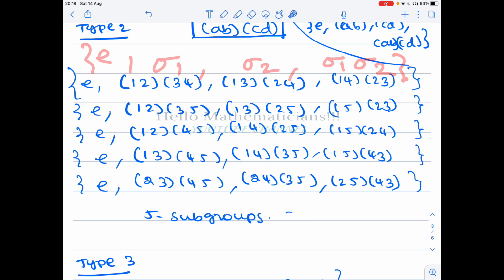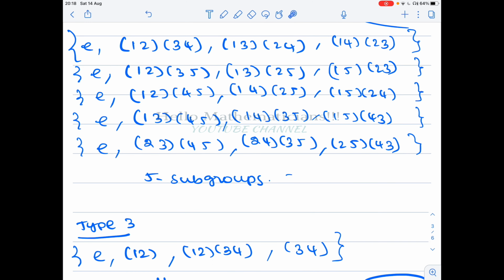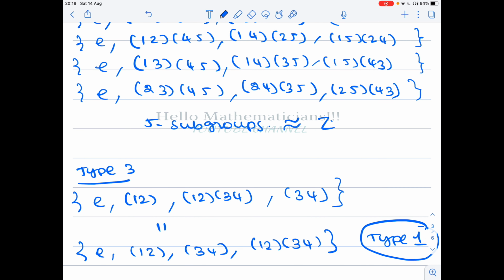Now here I excluded 5. For this sigma 1, I get this sigma 2; there is only one choice. And here I exclude 4. I am not using 4 in forming the cycle. So for this sigma 1, I have this sigma 2. If it is 1, 2, 3, 5, this is 1, 3, 2, 5. If this is 1, 2, 3, 4, this is 1, 3, 2, 4. Similarly, here I exclude 3, here I exclude 2, here I exclude 1. Therefore, in type 2, there are 5 subgroups isomorphic to Z2 cross Z2.